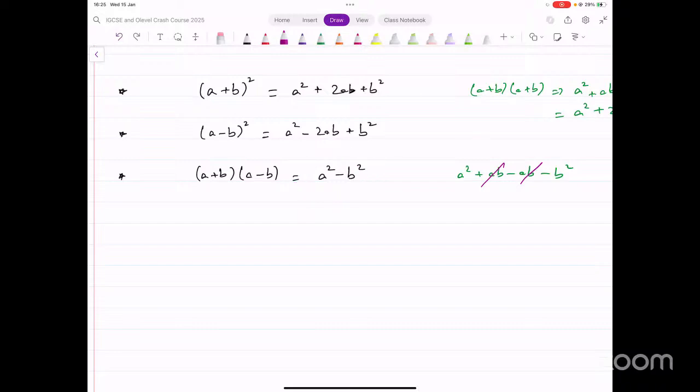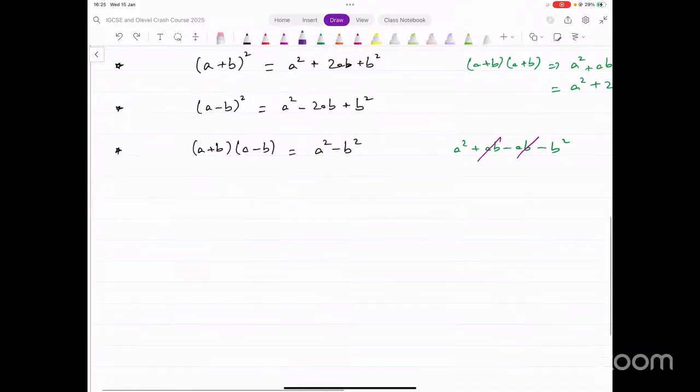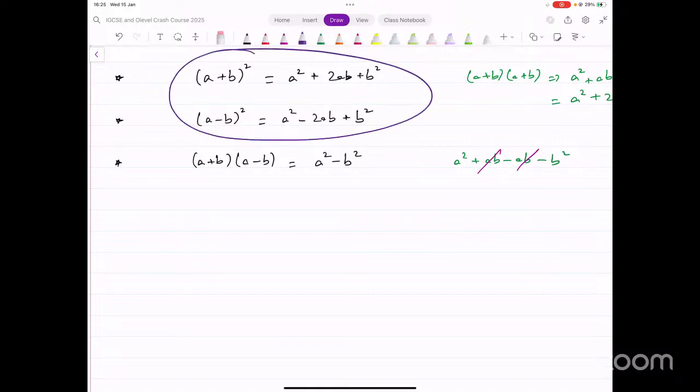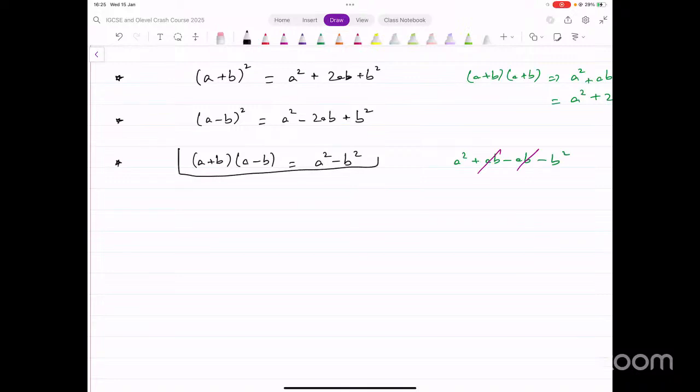When you're factorizing stuff, the last one comes in handy. The first two, not so much in the factorization process for now. We will see them later when we are doing the completing the square process at some point. These two are used at that point. But this last one, this is actually used a lot when you have to factorize stuff. Now, what does that mean? A plus b into a minus b, what does that give you? That gives you a squared minus b squared.